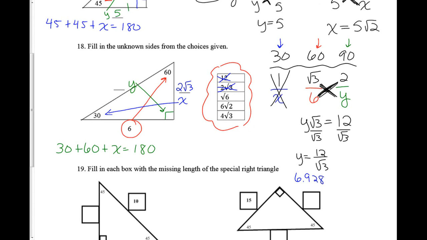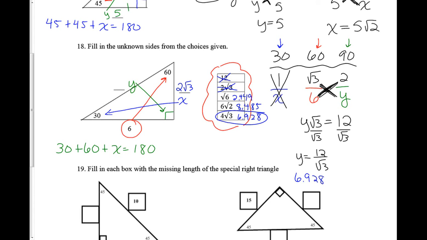I tried the square root of 6 on my calculator, and the square root of 6 is 2.449. So that's not what I'm looking for. 6 times the square root of 2 gives me 8.485. That's not what I'm looking for. 6 times the square root of 3 is 10.392. That's not what I'm looking for. Actually 4 times the square root of 3 is 6.928. That's what I'm looking for. So this should be my y value.